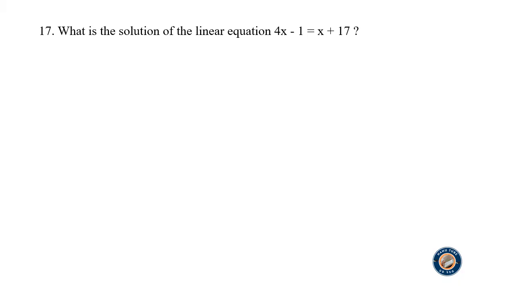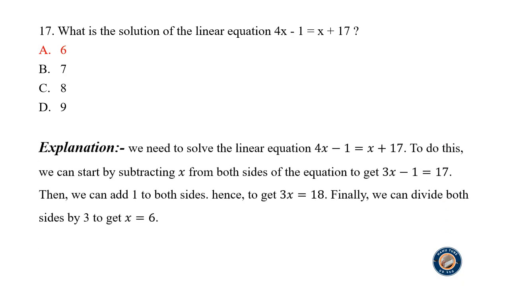Question number 17. What is the solution of the linear equation 4x minus 1 is equal to x plus 17? A. 6, B. 7, C. 8, D. 9. The answer will be 6.